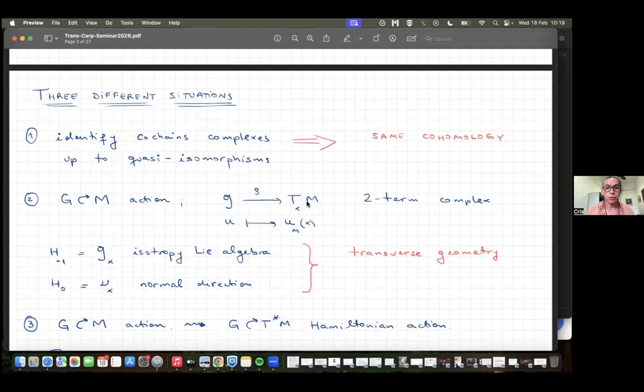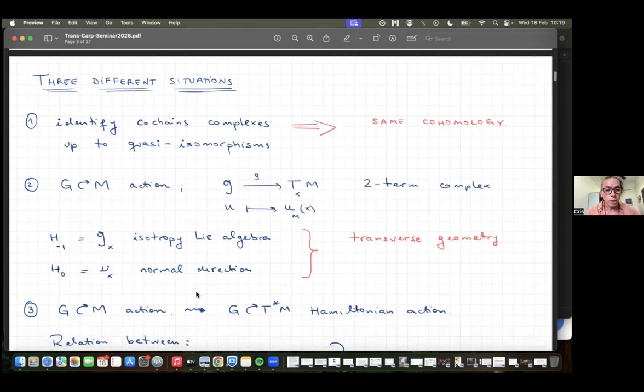As for any complex, this has a cohomology. The cohomology in degree -1 is exactly the isotropy Lie algebra of the action. And the cohomology in degree 0 gives you the normal direction to the orbit of x. So the cohomology in this case encodes the transverse geometry of the action.